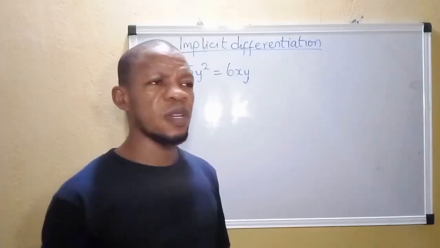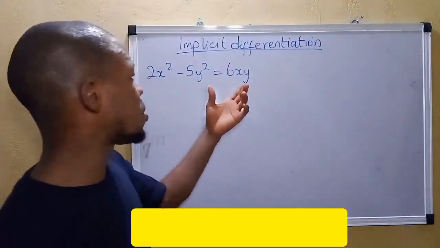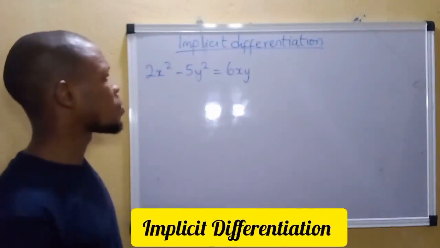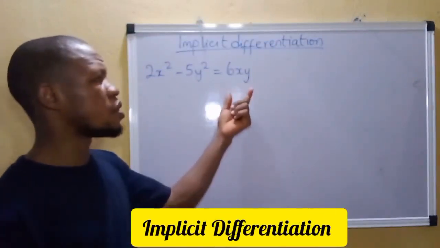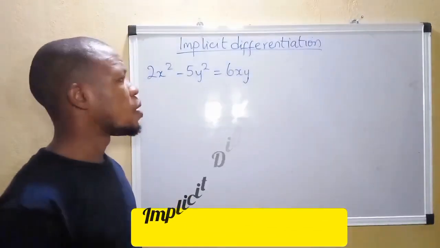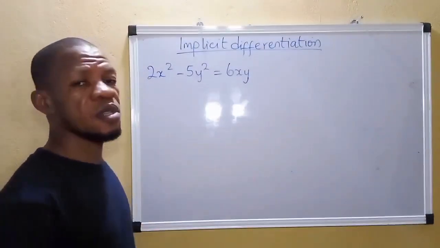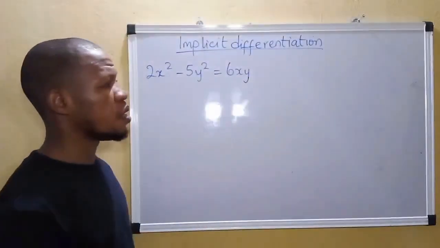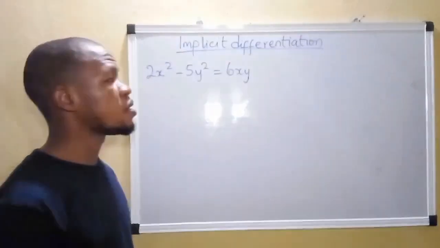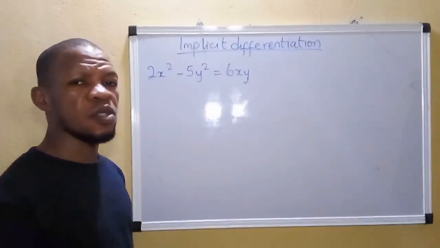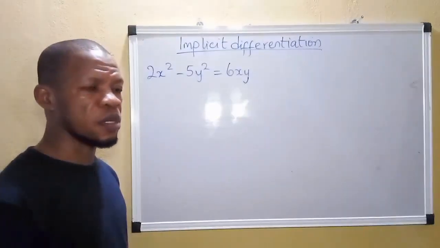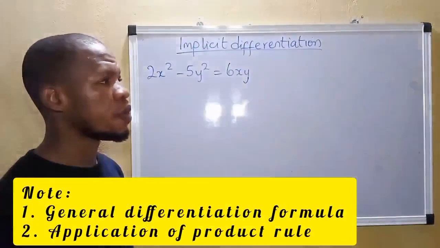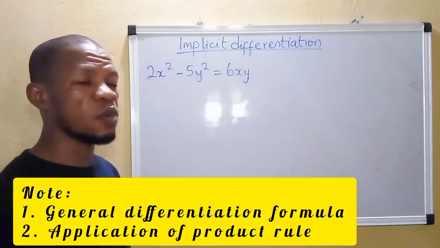Thank you. Today we are going to solve a problem on implicit differentiation. The problem we have here is 2x squared minus 5y squared is equal to 6xy. This is an implicit differentiation problem because we have a term that is a function of x and y. To solve it, we're going to take note of two things. One is the standard differentiation formula, and the second is the application of the product rule.